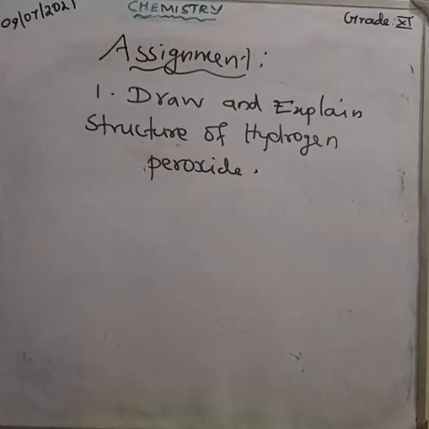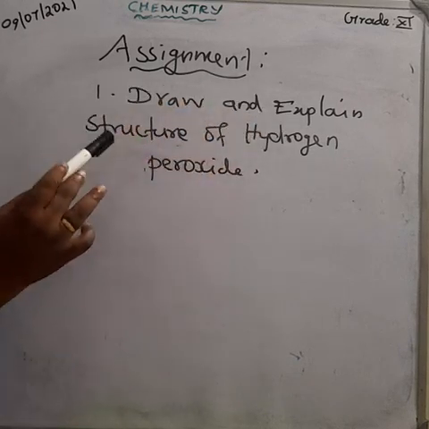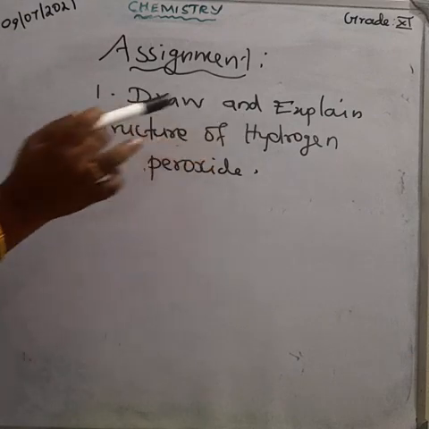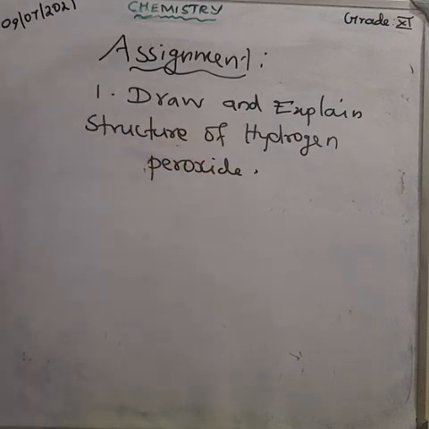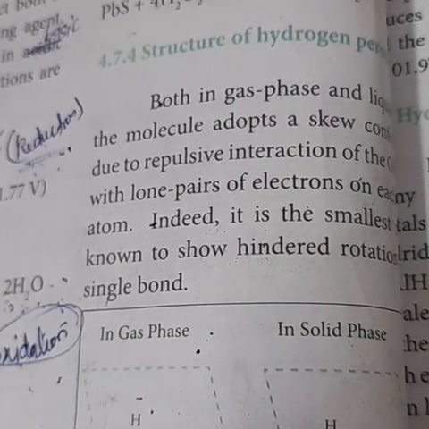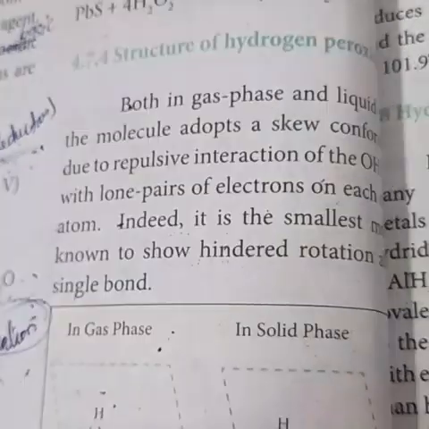Understand? Today your assignment: draw and explain the structure of hydrogen peroxide. If you have your book, take it now. Students, take page number 112. Explain the structure of hydrogen peroxide. From here to here, mark it.